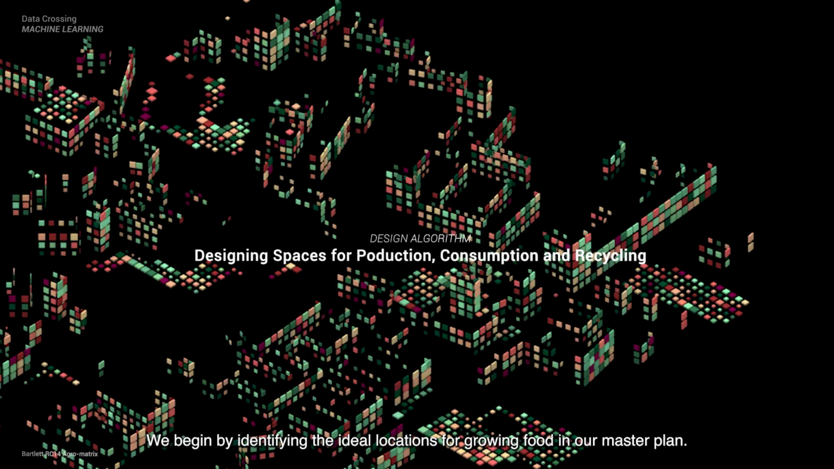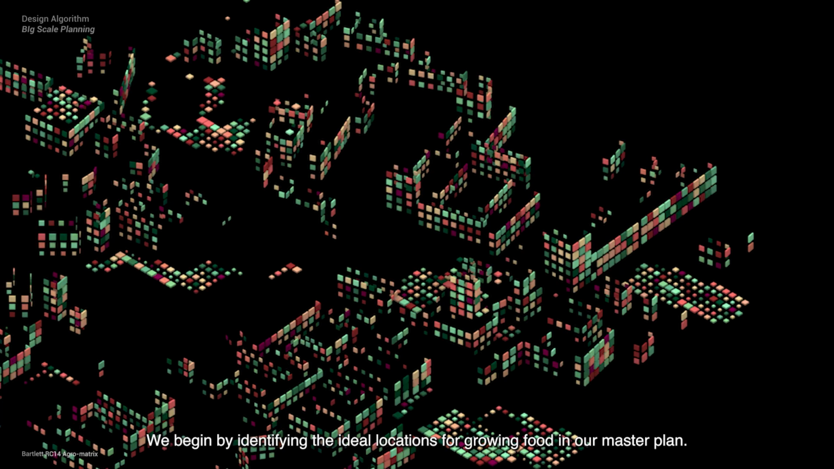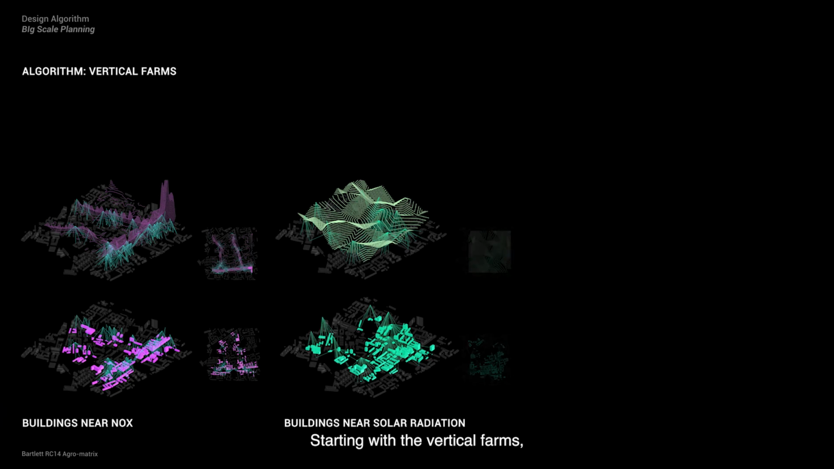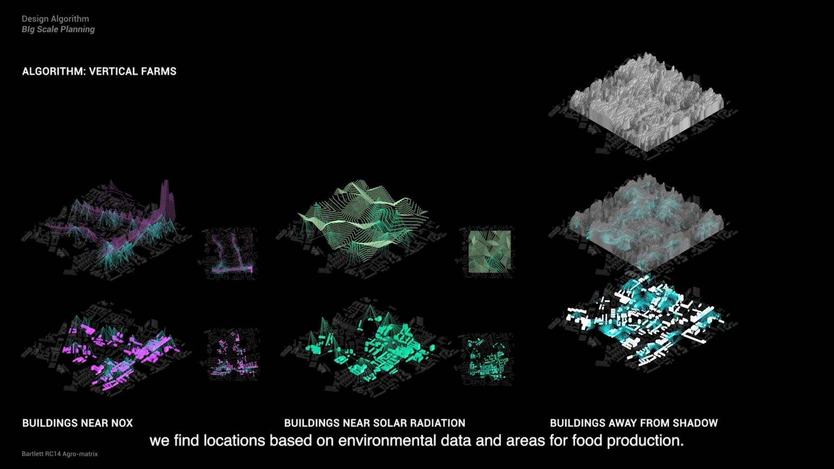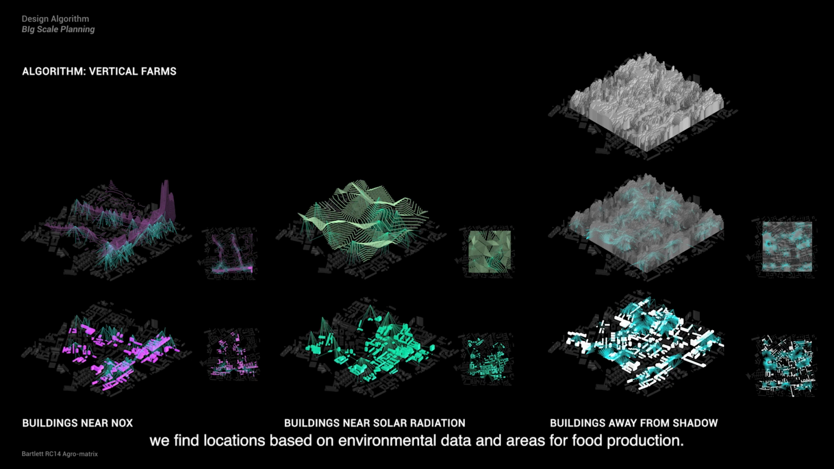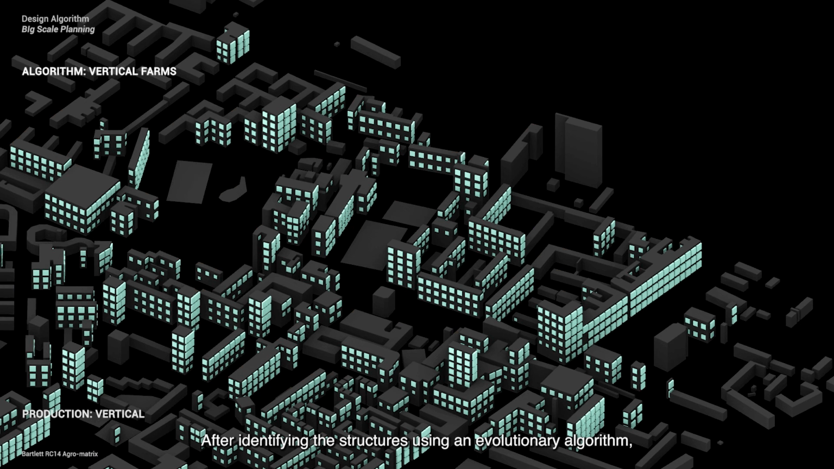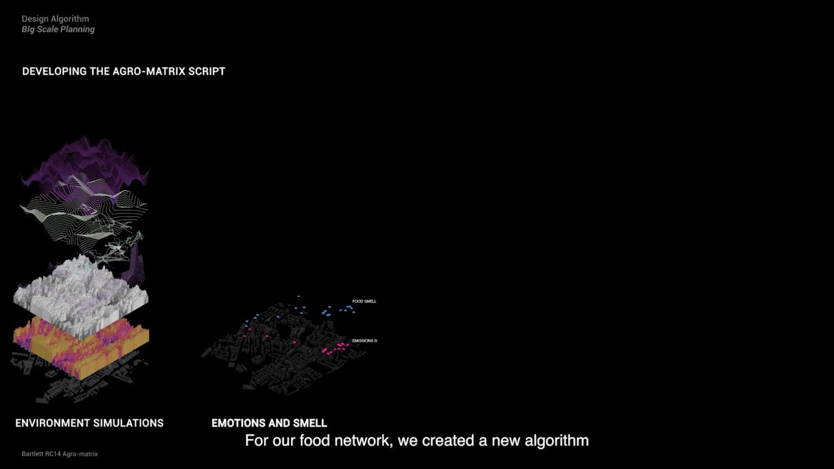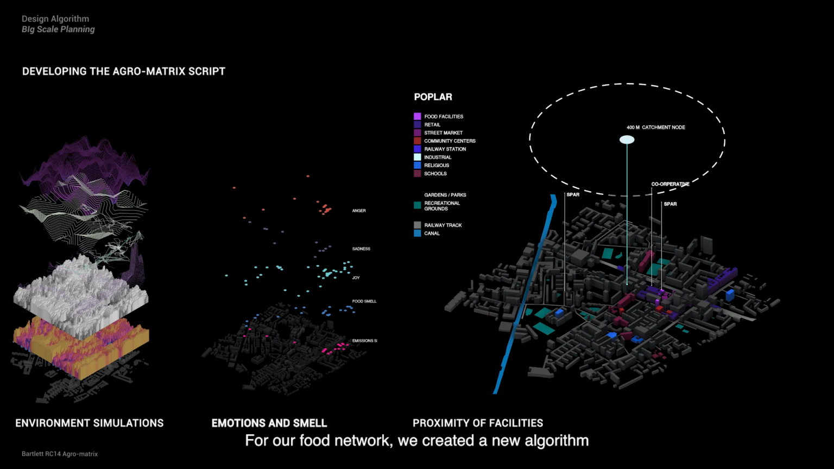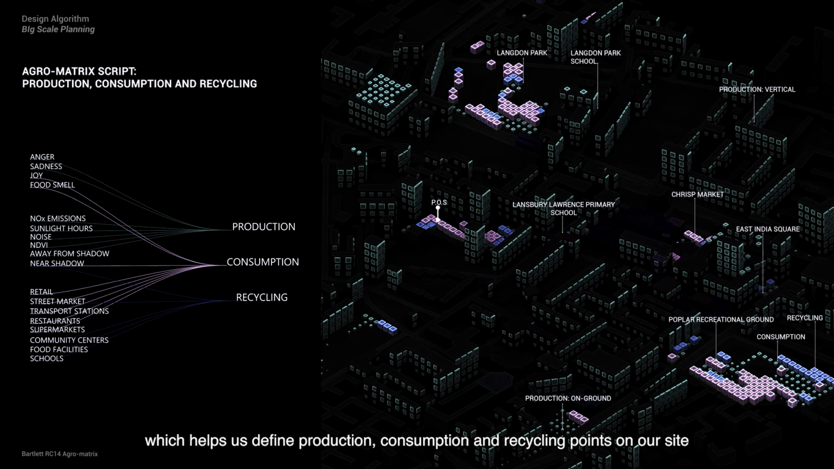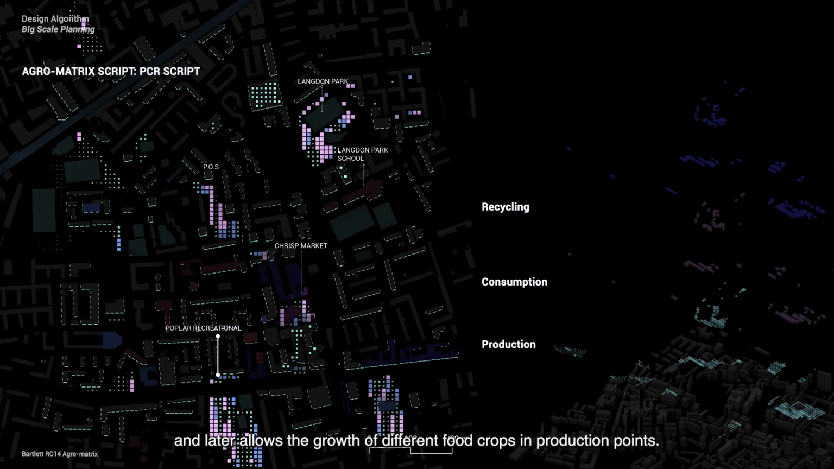We begin by identifying the ideal locations for growing food in our master plan. Starting with the vertical farms, we find locations based on environmental data and areas for food production, after identifying the structures using an evolutionary algorithm that maximizes the quality of sunshine. For our food network, we created a new algorithm, which helps us define production, consumption, and recycling points on our site, and later allows the growth of different food crops in production points.